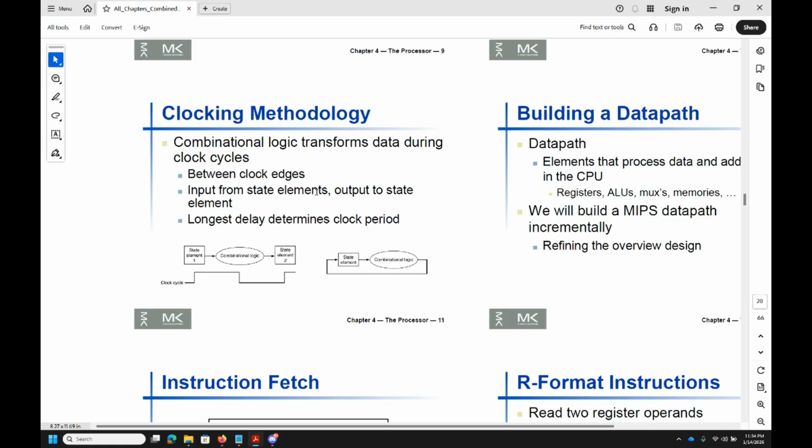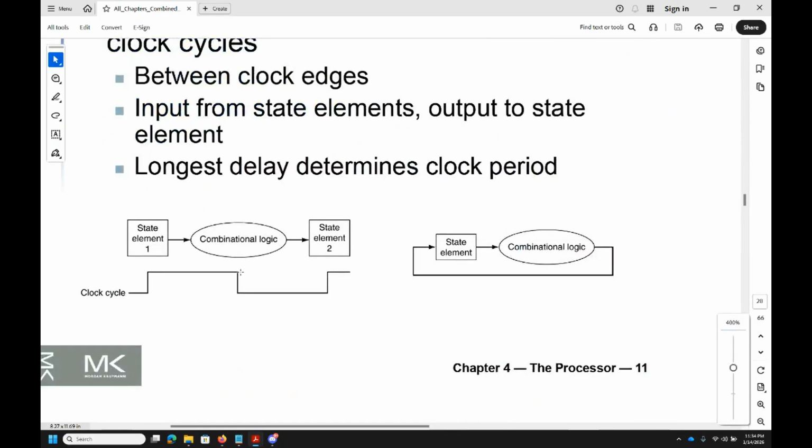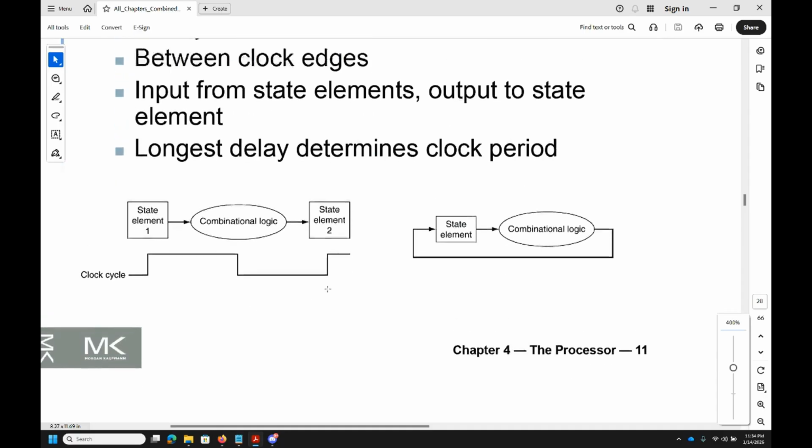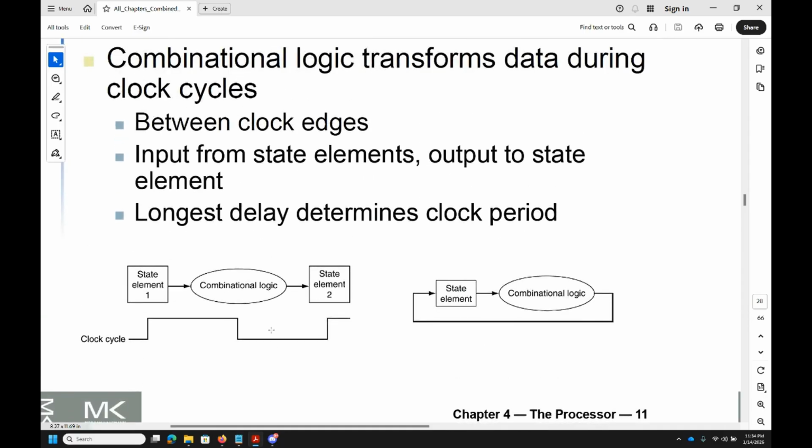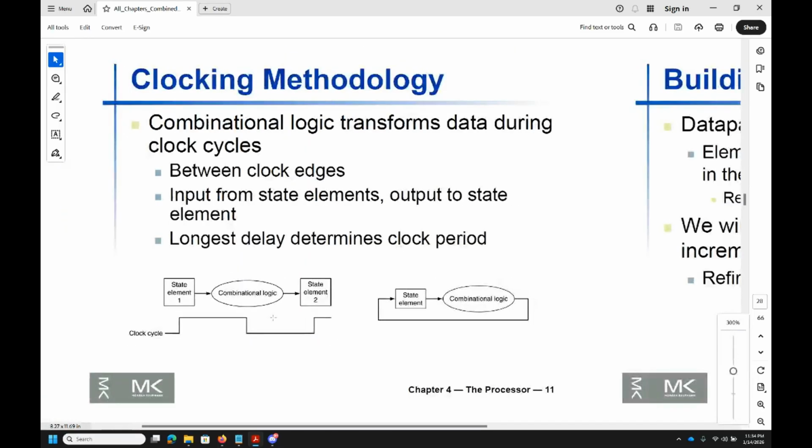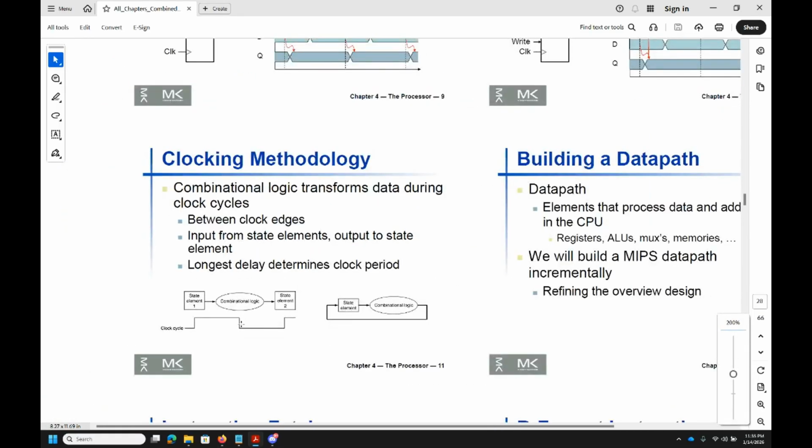This clocking methodology is important because it tells you when one cycle of the processor is ending and when another cycle is starting. One way is, if you look at this graph going up and down, you can measure it between these edges, from this vertical line to this vertical line, or you can measure the change from one state to another, and the longest delay that happens is what determines the clock period.